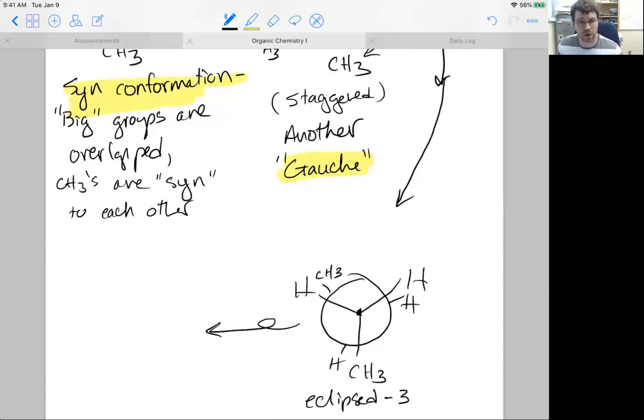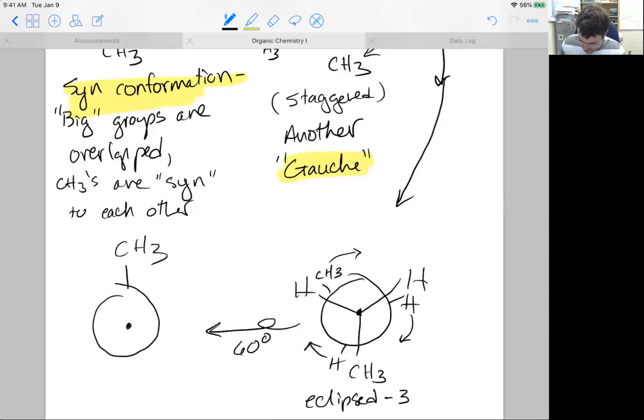There's no special terms for it. We don't have big groups overlapping, so it's not Syn, and the other terms only apply to staggered conformations. But if we do a 60-degree rotation again, we've completed a 360-degree circle, rotating the back this time, clockwise in every case. Puts our CH3 up on the circle, CH3 on the dot down. The dot remained the same during the entirety of that free rotation process.